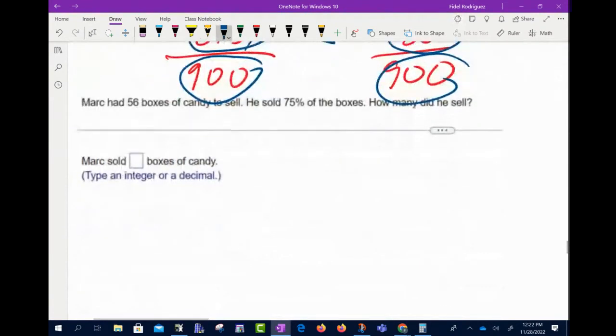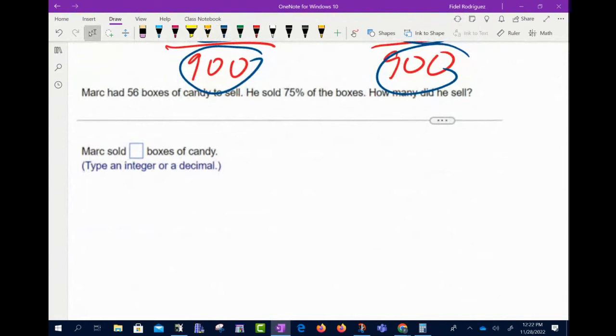All righty. Let's take a look, y'all. Mark had 56 boxes of candy to sell. He sold 75% of the boxes. How many did he sell?